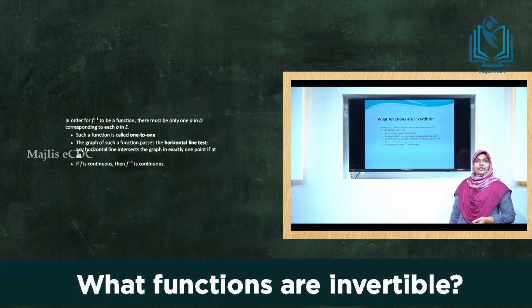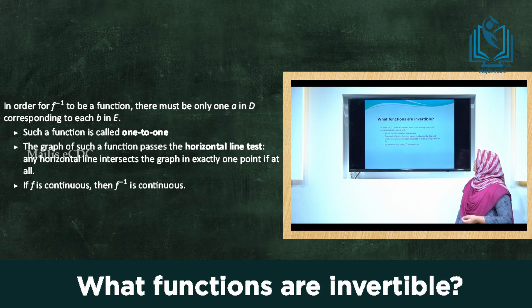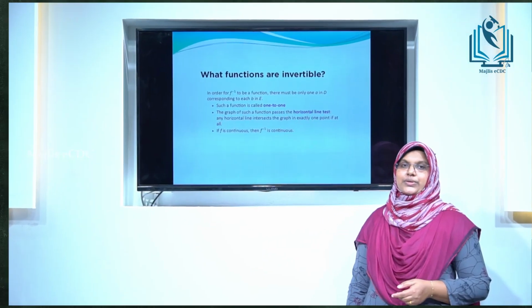What functions are invertible? In order for f inverse to be a function, there must be only one a in D corresponding to each b in E. Such a function is called one-to-one. The graph of such a function passes the horizontal line test. That is, any horizontal line intersects the graph in exactly one point if at all. If f is continuous, f inverse is also continuous.